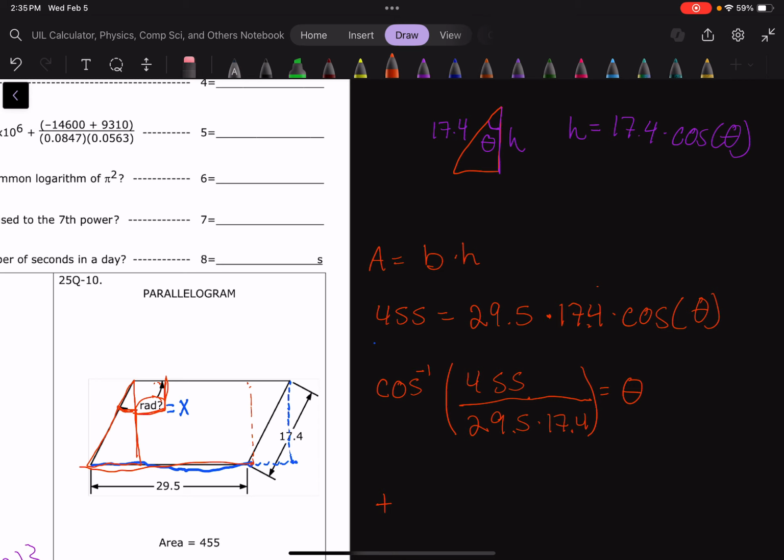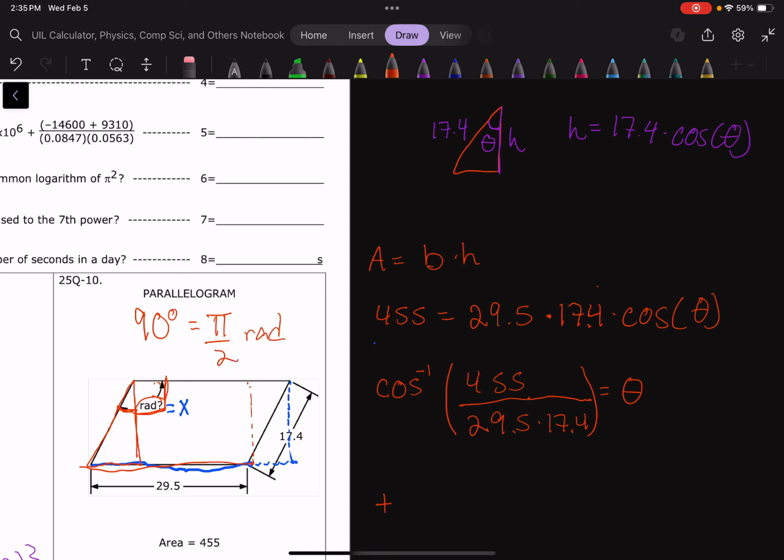Now, here's where we want to be a little judicious. In my opinion, recognizing that this question is asking for the answer in radians, I would set my calculator to radians. And then I would do the calculation. And then I would add 90 degrees worth of radians to it, and that's going to be pi over 2 rad. So you would add pi over 2.